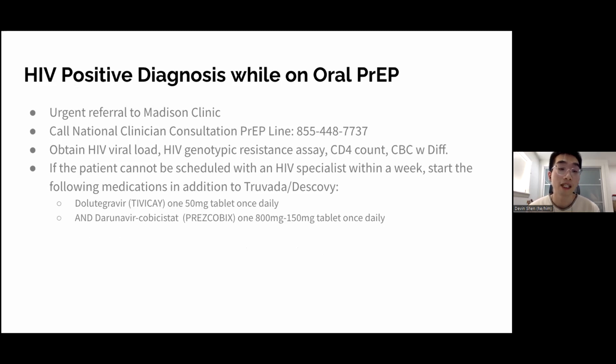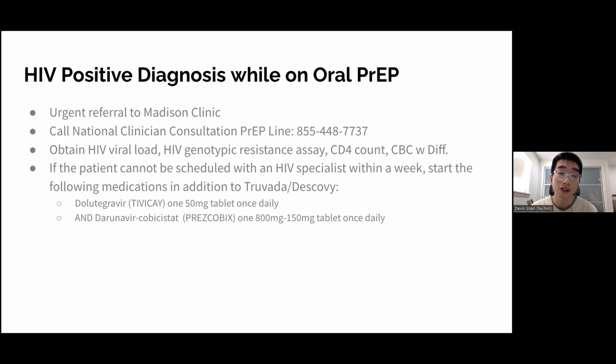You want to obtain an HIV viral load and a genotypic resistance assay to test for whether the patient has a strain of HIV that's resistant to HIV medications. Also obtain a CD4 count and a CBC as well.